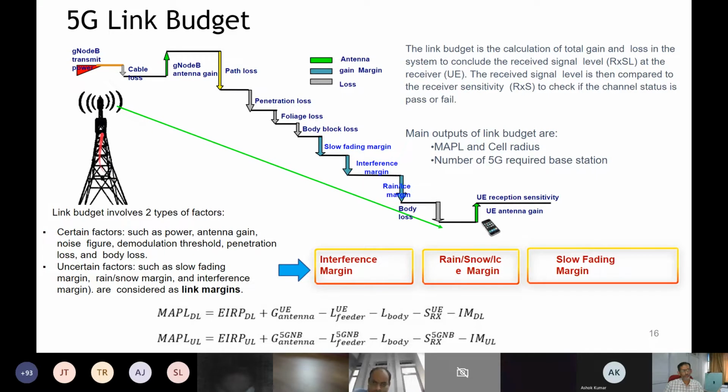In rural and urban areas, you have different antenna heights. Rural, you keep a 60-meter tower. Urban, you may have a 30-meter antenna height. So depending upon all those things, your path loss will be different.